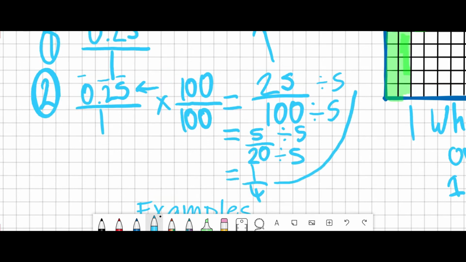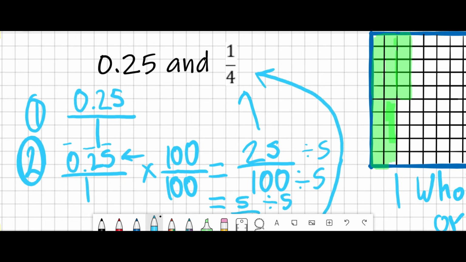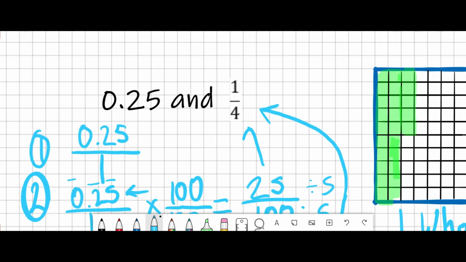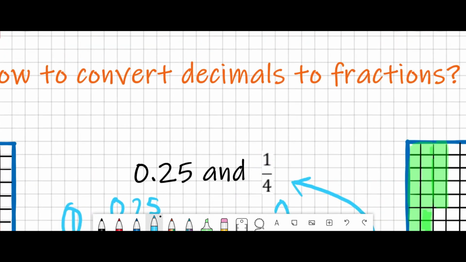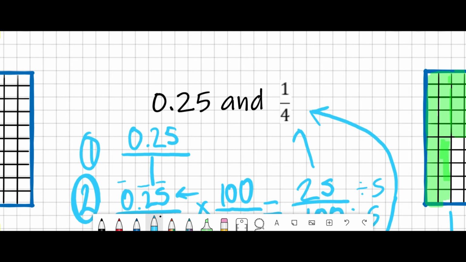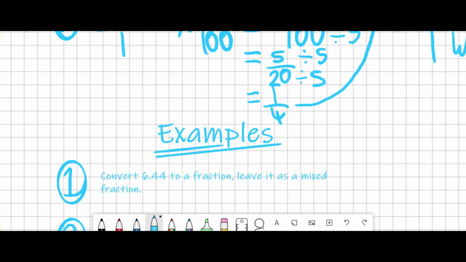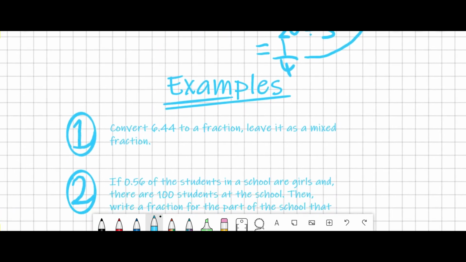And there we go. If we go all the way up here, we have 1 over 4 and 1 over 4. So that is how you can convert decimals to fractions. And it's not very hard, it's just 2 little steps. Let's do some examples so you can practice converting decimals to fractions.